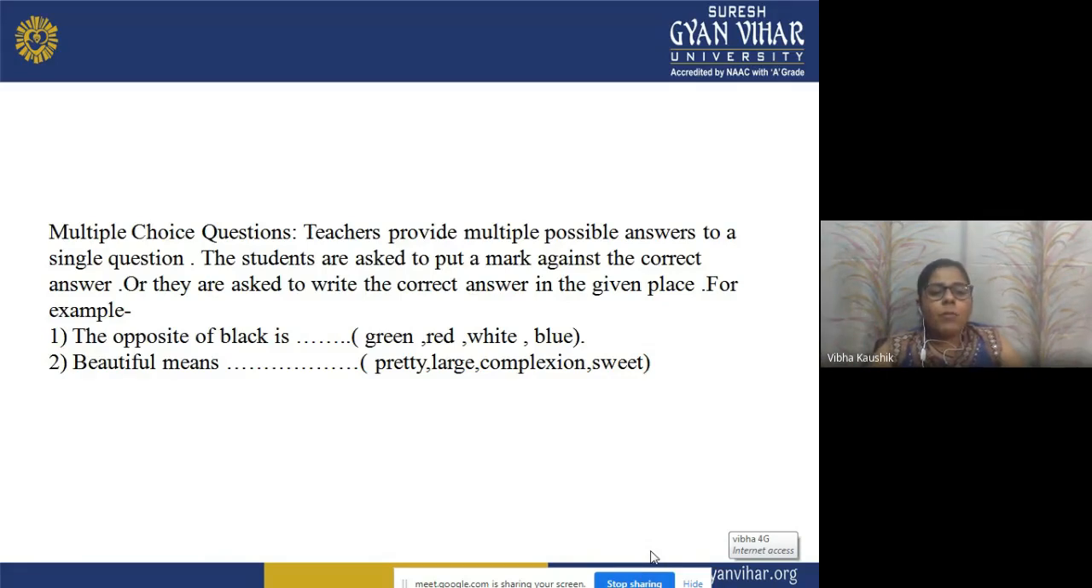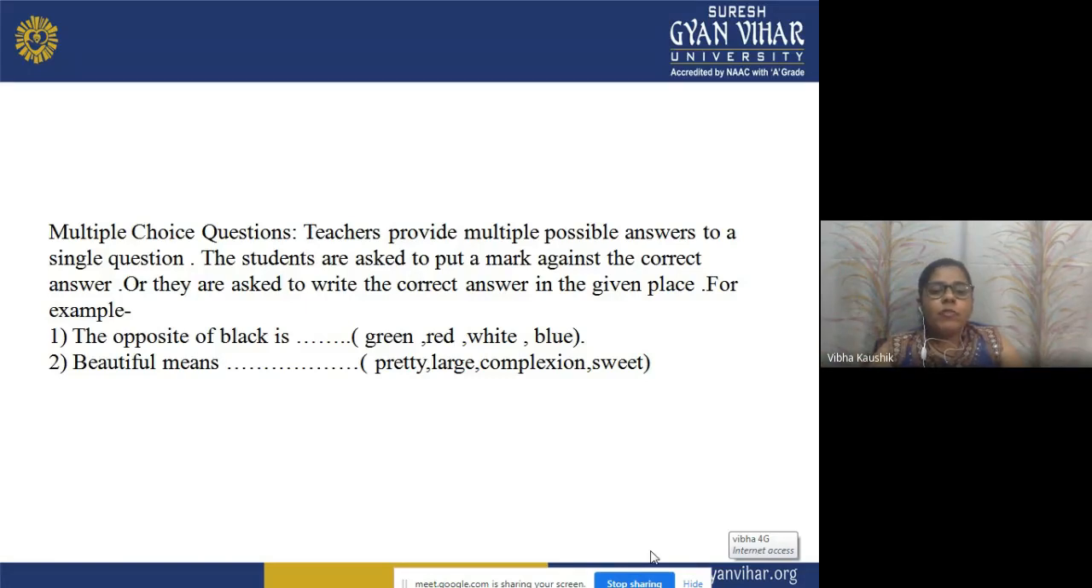For example, the opposite of black is. Now the teacher has provided multiple possible answers to a question to the student. Now the possible answers are green, red, white, and blue. Now what does the student have to do? The student has to put a mark against the correct answer. The first thing the student can do, and the second thing the student can do, is that he can select the correct answer and write the correct answer in the given blank.